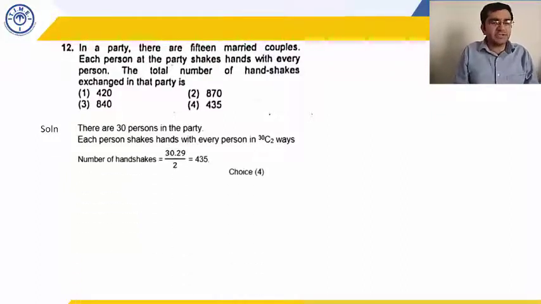And you calculate 30C2 as 30 into 29 divided by 2. This is not a fancy calculation. This is simply 30 factorial divided by 2 factorial into 28 factorial. It simplifies to become 30 into 29 divided by 2. That is 435. Okay, so the answer is option number 4, 435.